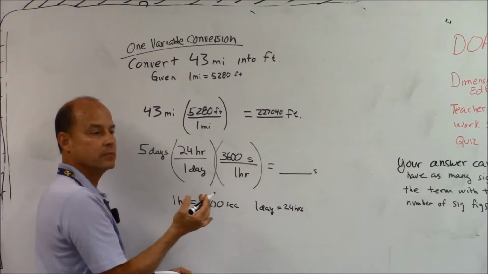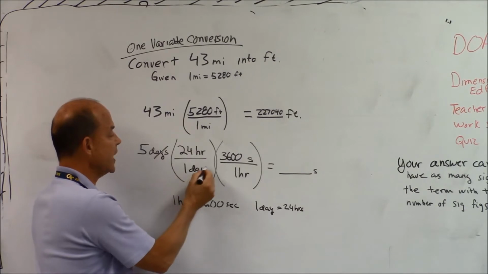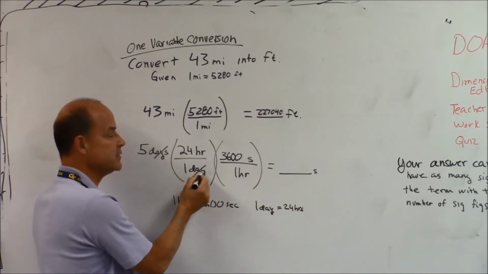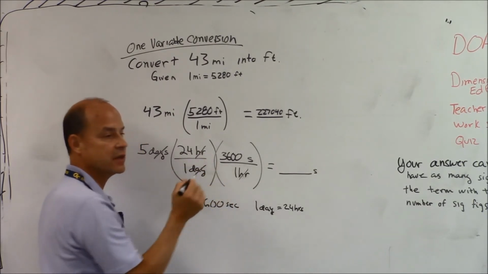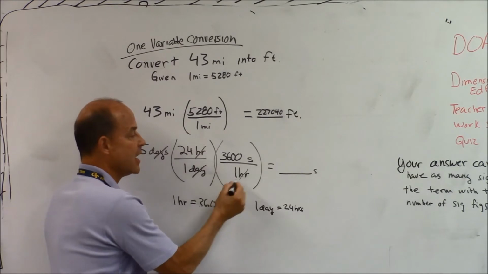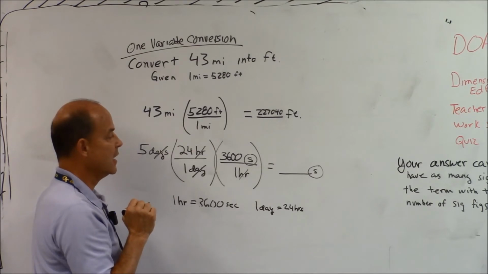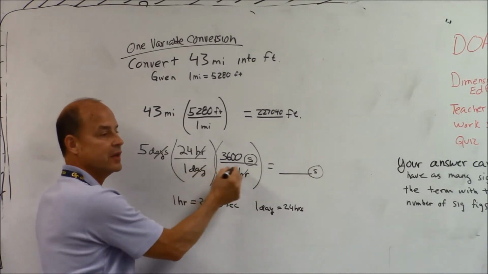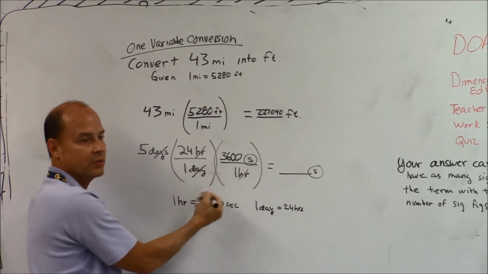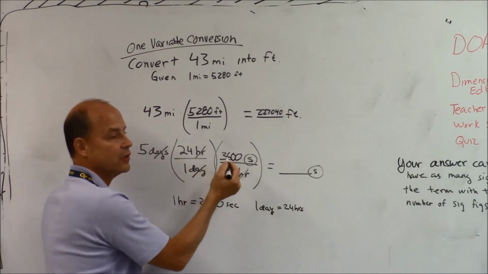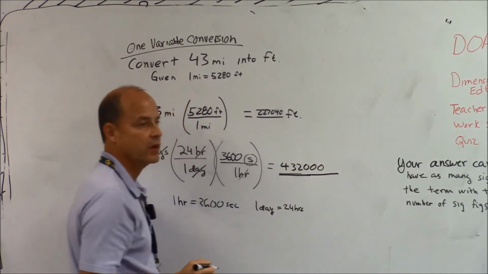Think of this like a game, and you're going to be crossing out the units. Days is going to cancel with days because days is in the numerator and days is in the denominator, so they both cancel out. Hours is in the numerator, hours is in the denominator, so they both cancel out, leaving us only with seconds, which is good because that's what we want our answer in. Now then, this is a pretty easy one to multiply because you're really just multiplying all the numerators because the denominator is always 1. So 5 times 24 times 3,600, 432,000.